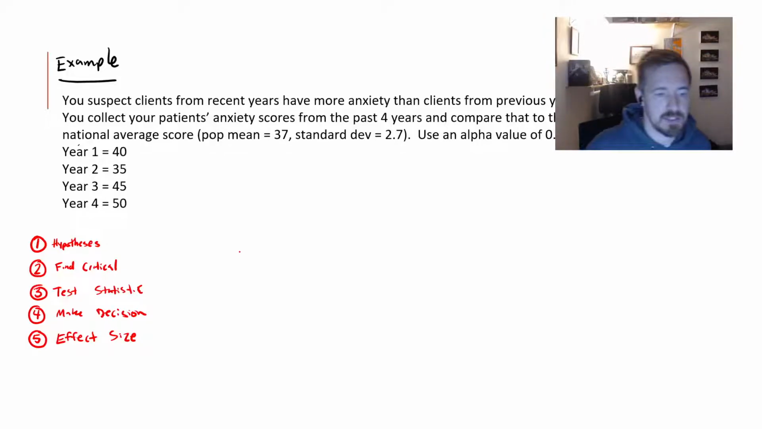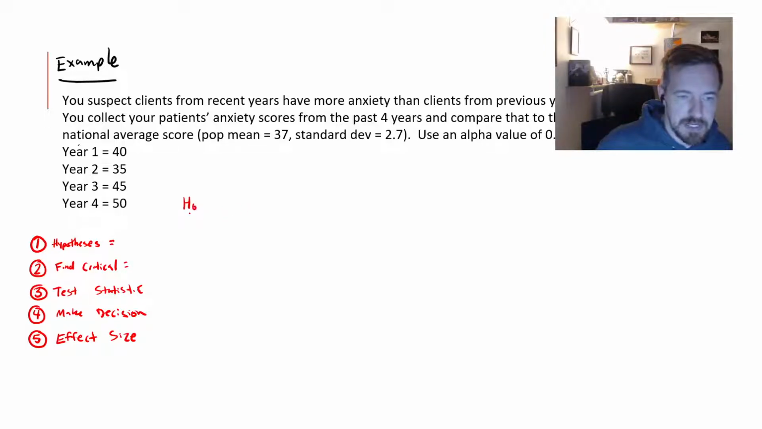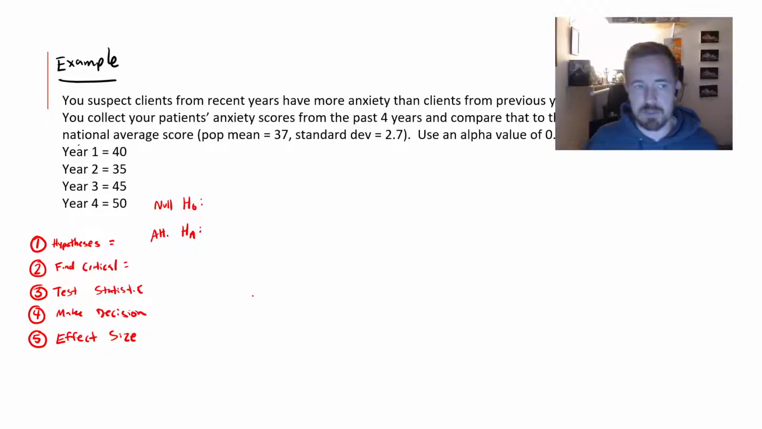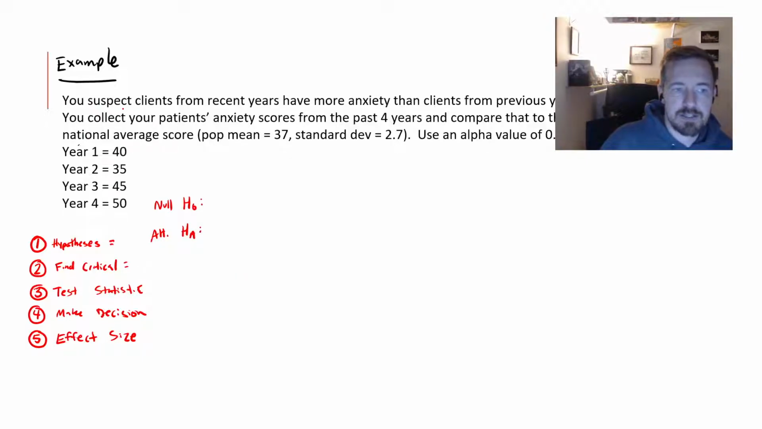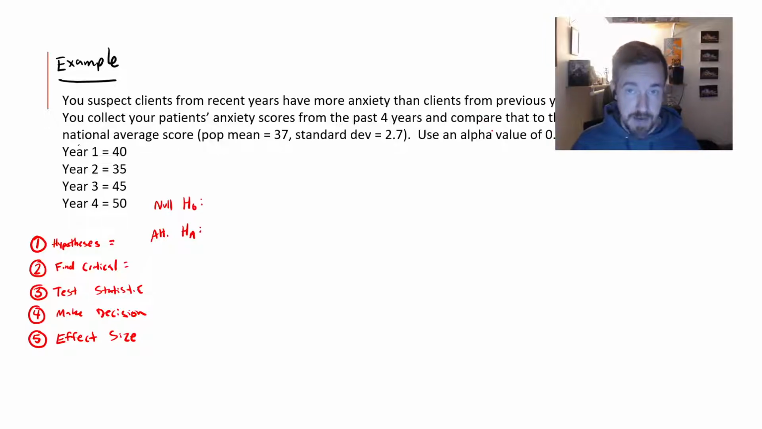So let's do it. I'm going to start with the hypotheses. So I know that I have an H0, and I know that I have an HA. So I have a null hypothesis, and I have the alternative hypothesis. So where do we want to start? I'm looking at this: you suspect clients from recent years have more anxiety than clients from previous years. That sounds directional. That sounds like I'm expecting more.